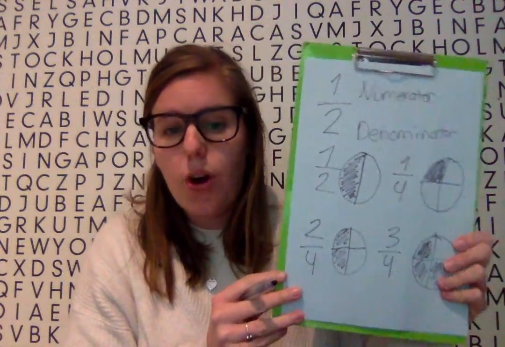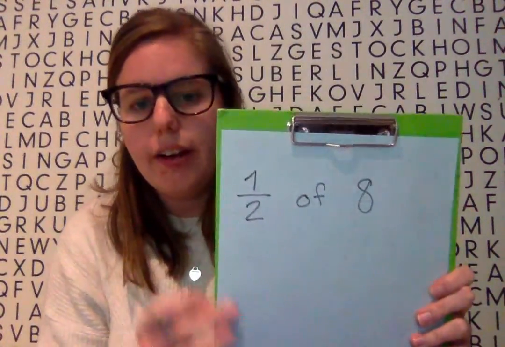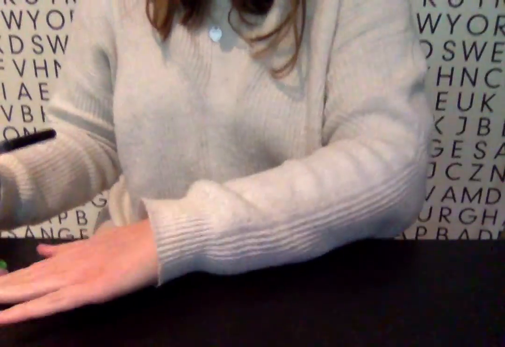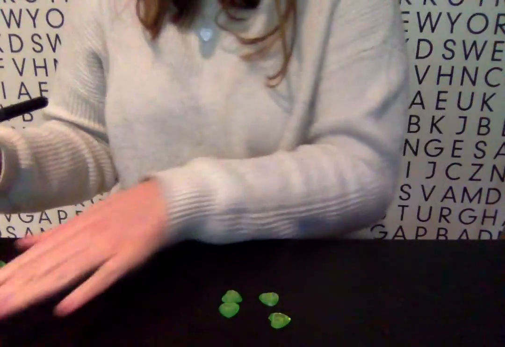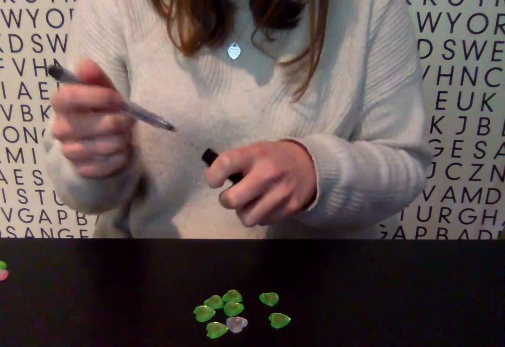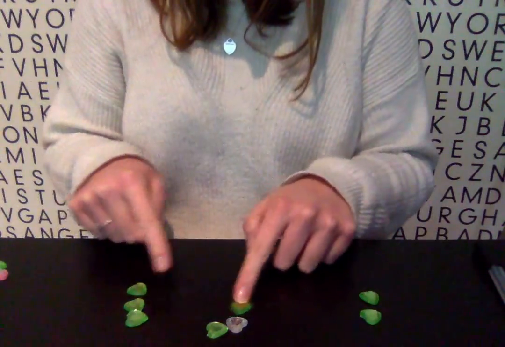But what if we wanted to know what a half of something is? So we would take 1/2. So let's see, what if we have 1/2 of 8? So what we're going to do here is we know we're going to need to make 2 groups and we're going to count one of them. So I'm going to take out 8 joules. So 2, 4, 6, 8. I'm going to need to evenly share these joules into 2 groups. So 1 here, 1 here, 1 here, 1 here, 1 here, 1 here, 1 here.